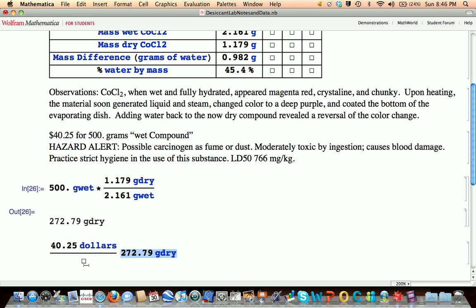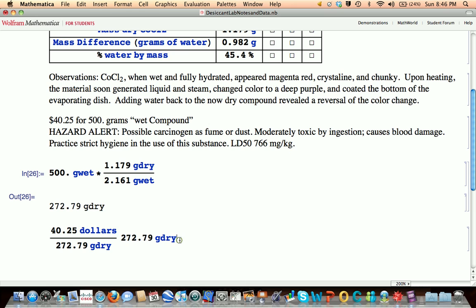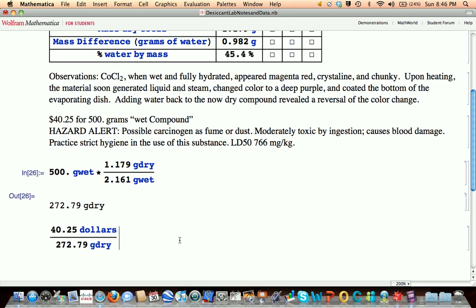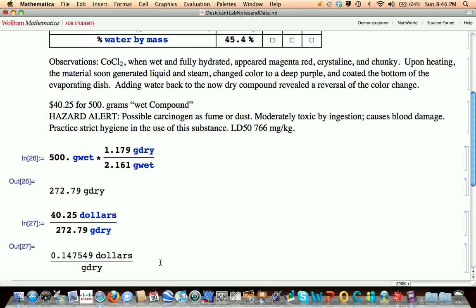And this I'm going to copy and put right there, because I really want to know what it's going to cost me for every gram of my dry material. Oh, this is a very different answer. It says because there's so little dry compound in those 500 grams, it's really going to cost me almost 15 cents for every gram. Now let's figure out how many significant digits we should have.